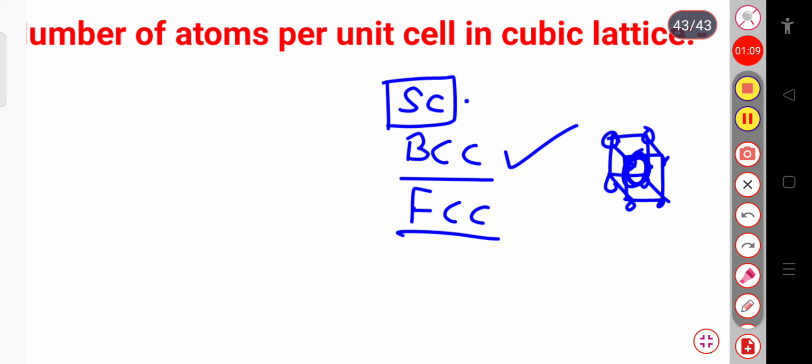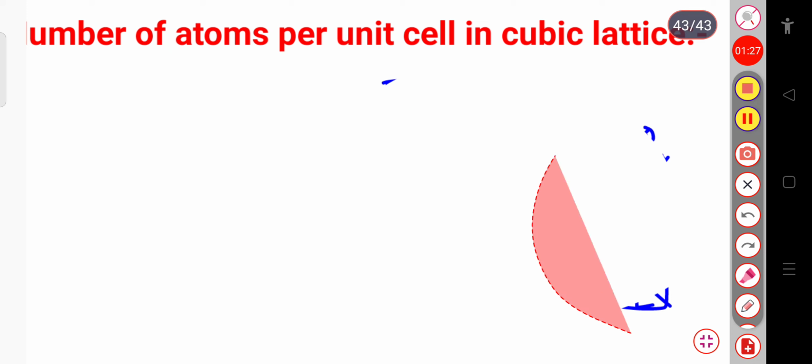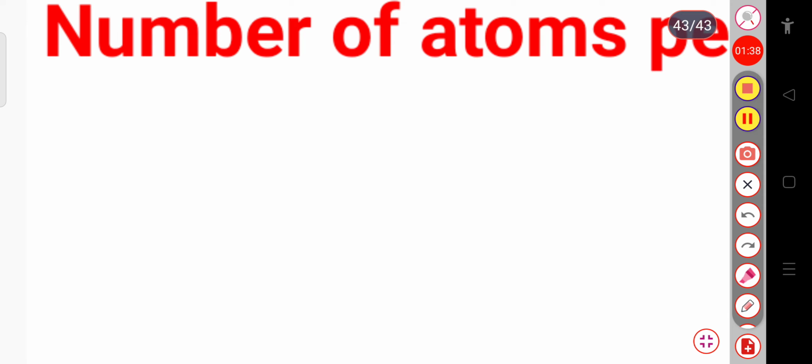And in the case of the face centered cubic structure, the atoms are present at the corners as well as on each face of the cube, that is, there are 6 faces. So on the 6 faces of the cube an atom will be present. Now we will go into detail, first for simple cubic, then body centered cubic, and lastly face centered cubic or FCC structure. Now let us start with the simple cubic structure.